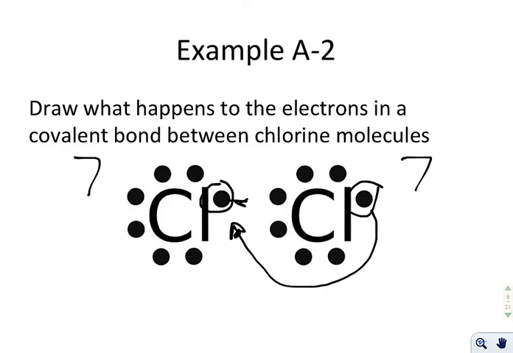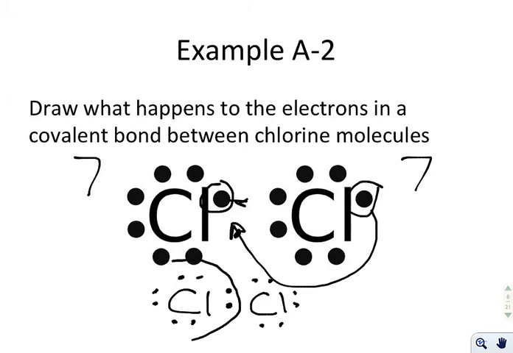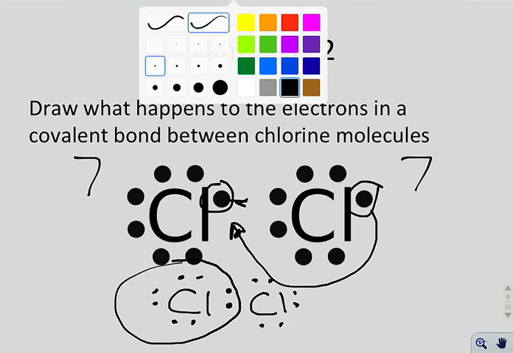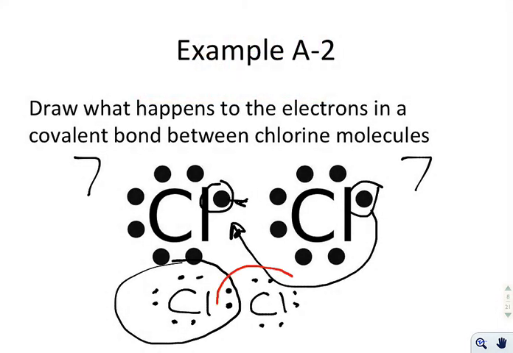And what results is you have chlorine, and you still have your 1, 2, 3, 4, 5, 6. And you have chlorine, and you have your 1, 2, 3, 4, 5, 6. And then you have 2 electrons that are in the middle. And those 2 electrons in the middle are what we call the covalent bond. What you see is this chlorine thinks it's happy because it thinks it has 8 electrons. This chlorine right here is happy because it thinks it has 8 electrons, even though they're sharing these two in the middle. These right here represent what we call the covalent bond.